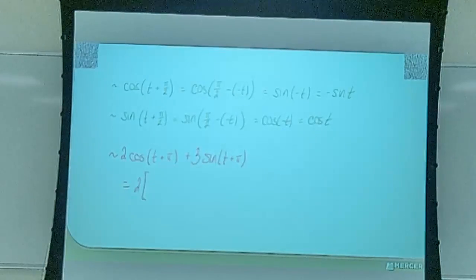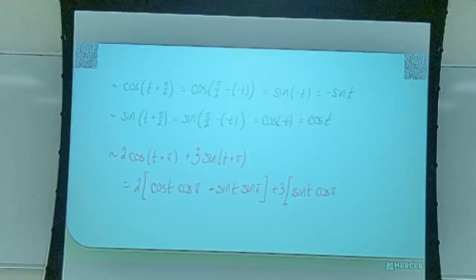This is going to require the sum identities on cosine and sine. For cosine, we're going to get cosine t times cosine of pi minus sine t times sine pi. And then sine of t plus pi will give us sine t cosine pi plus cosine t sine pi.